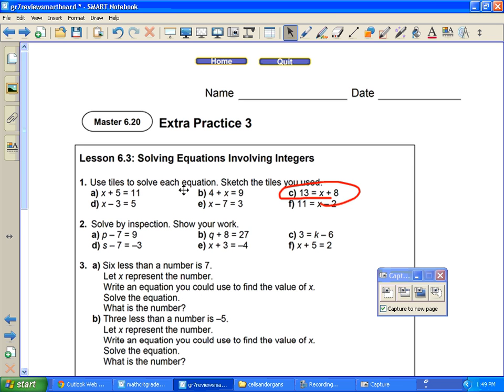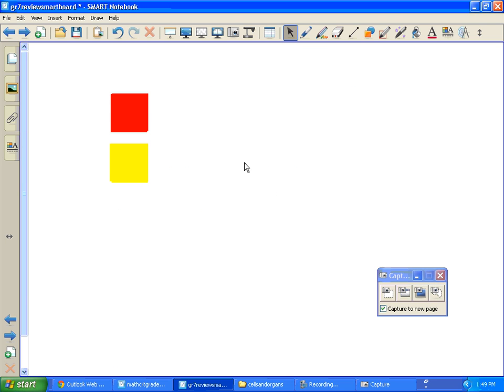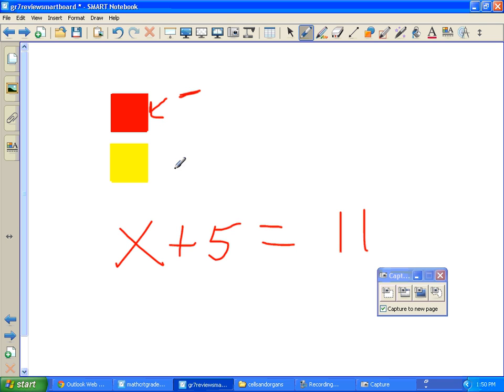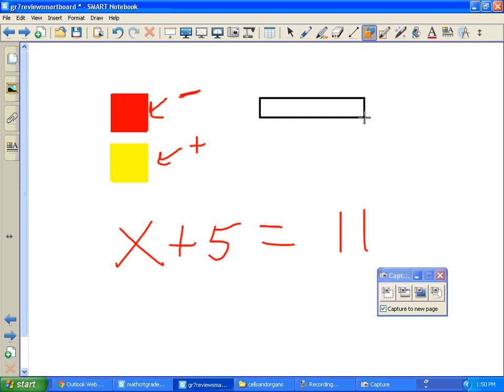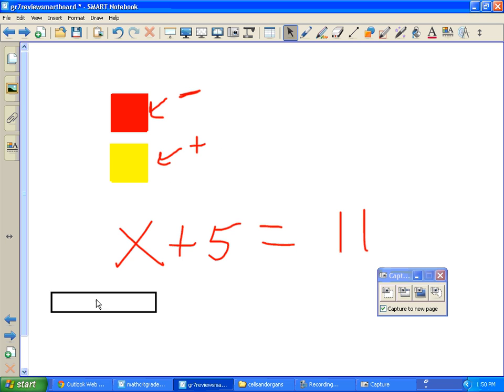Now let's go back to one of the problems. It says use tiles to solve each equation. So I'm going to write my equation, x plus 5 equals 11, down here below. Then I'm going to say that these over here are going to represent my minuses, and these ones here are going to represent my pluses. And x will be represented simply by a lovely looking rectangle like this. So that will be my lovely x. I'm going to put x underneath the x, since that's what this represents.